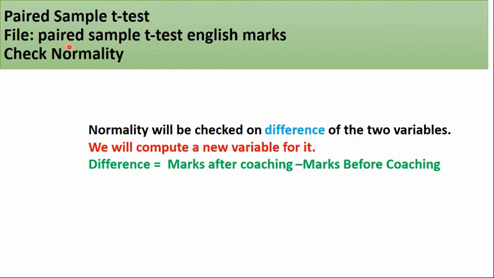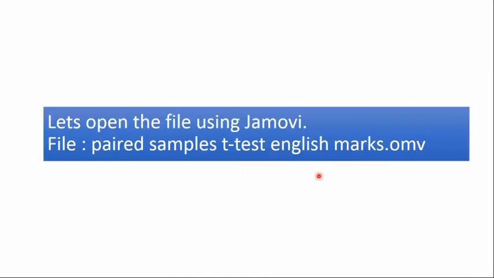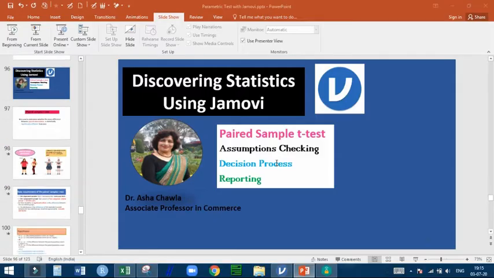Paired sample t-test. We have a file, paired sample t-test English marks. First, we will check normality and we will check outliers. Normality will be checked on difference of the two variables. We have noted the difference, so we will compute a new variable and we will give it the name difference. We can give any name. Difference is equal to marks after coaching minus marks before coaching. Let's open the file using Jamovi, paired sample t-test English marks.omv.